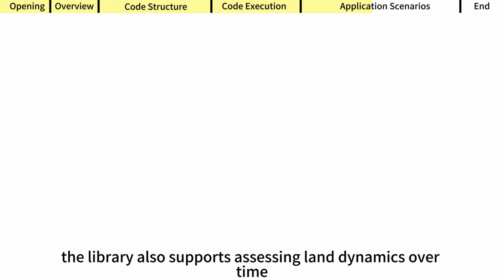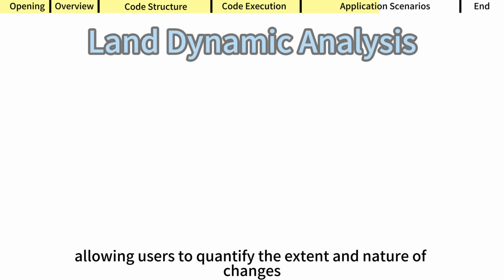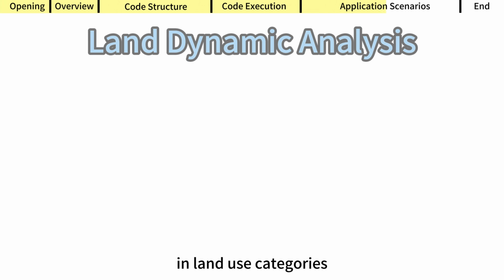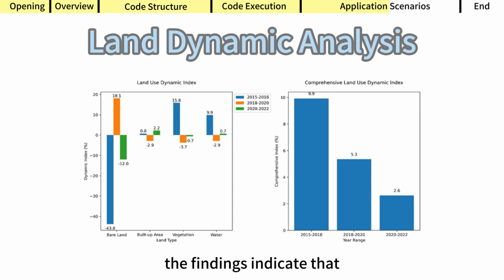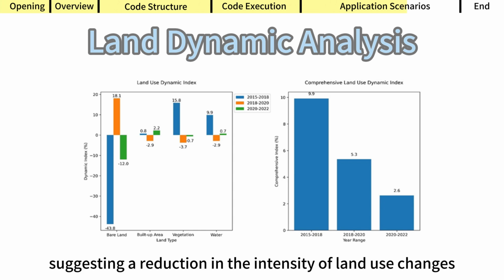The library also supports assessing land dynamics over time, allowing users to quantify the extent and nature of changes in land use categories. The findings indicate that from 2015 to 2022, the comprehensive land use dynamic index gradually decreased, suggesting a reduction in the intensity of land use changes.